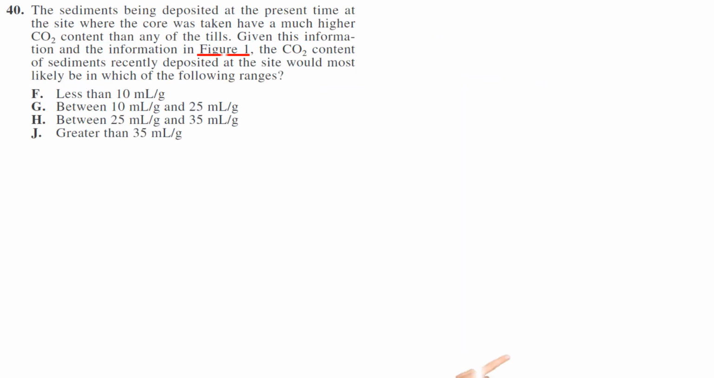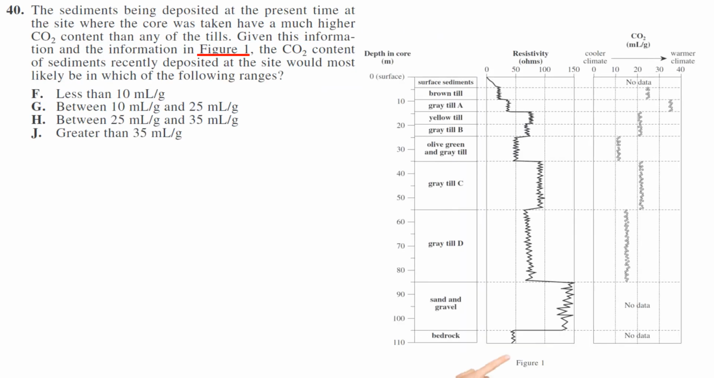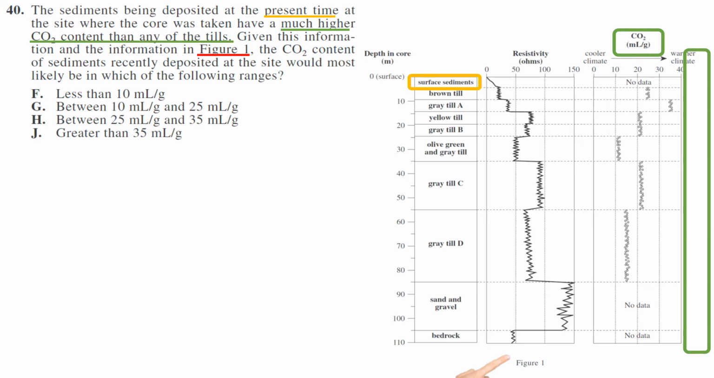Okay, for number 40, we're using figure 1, so put your finger on figure 1. The sediments being deposited at present time, so that's going to be the surface. That's where present would be now. The site where the core was taken have much higher CO2 content. So CO2, and it's going to be higher, so higher than anything listed. Here's everything listed. Given the information in figure 1, the CO2 content of sediments recently deposited would likely be in which of the ranges? So we know it has to be higher than this one, and that one's at 35-ish, so greater than 35, so J.